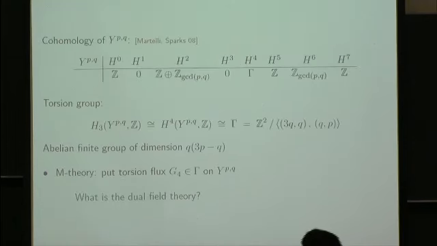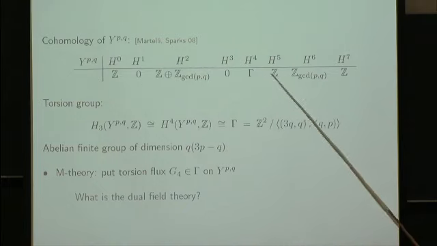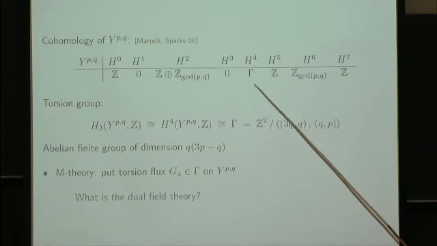Okay, this example is also interesting for another reason, which is related to torsion, because if we look at the cohomology of this Sasaki-Einstein manifold, in particular the fourth cohomology, this fourth cohomology is pure torsion, in this case a group that I call Gamma.